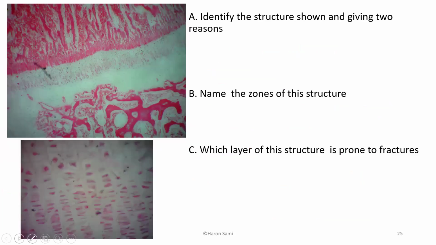Okay, I think we go a bit faster here. Identify the structure. I know it's nine, but you will give me just 30 minutes and I will be done. Remember, you still have embryo. I think we are coming to the end of histology.